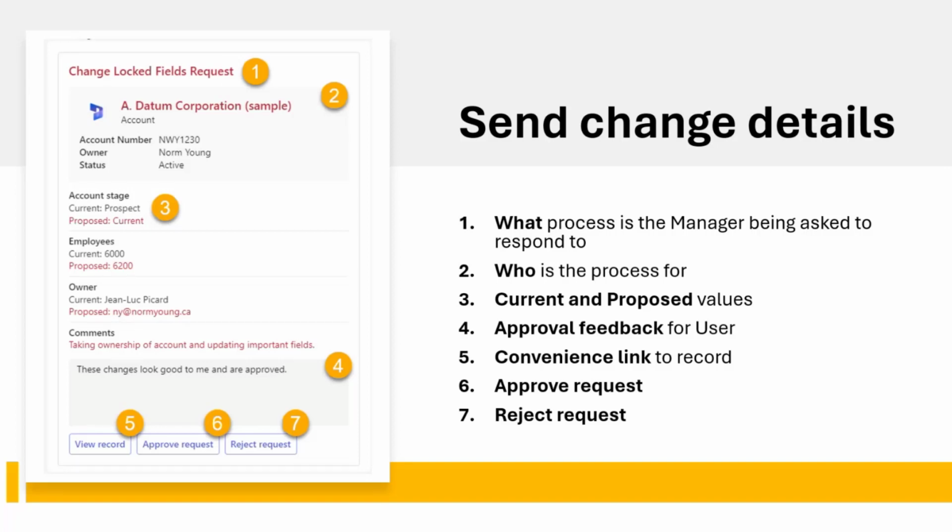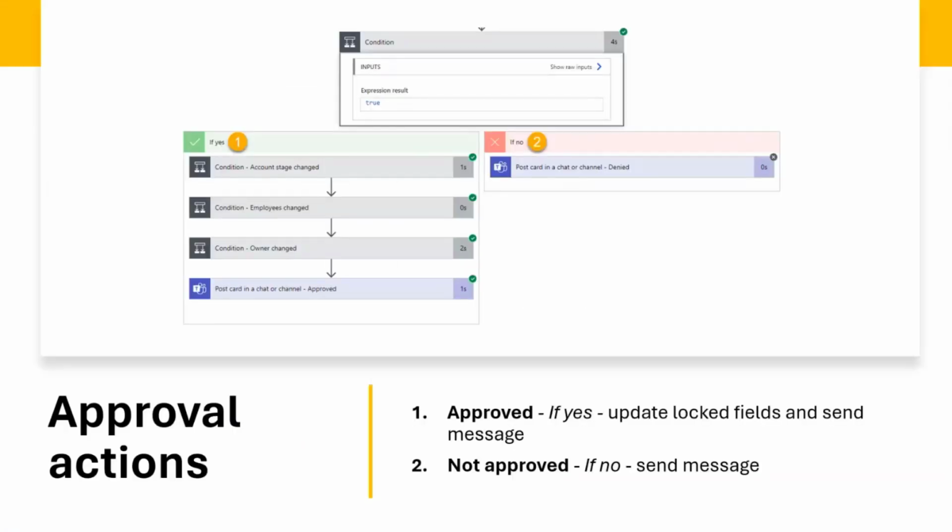Who are we talking about? The customer, the information, showing them the before values and the after values. Give them, as an approver, the opportunity to send instructions, feedback, and so on to the user, with the view record link, that convenient link, and then finally the approve and the reject request. And both of those buttons will take separate actions.